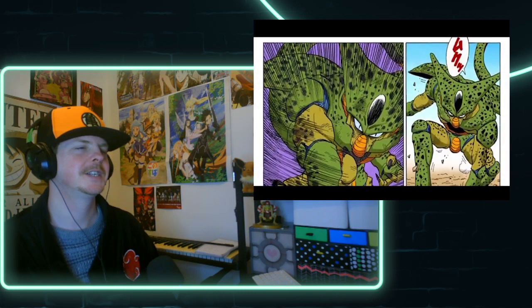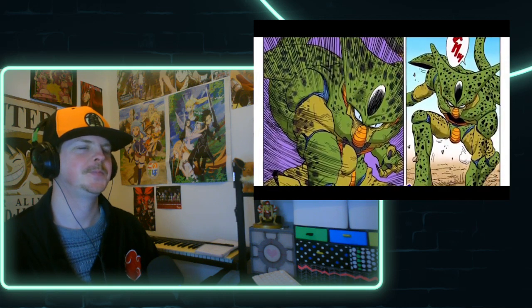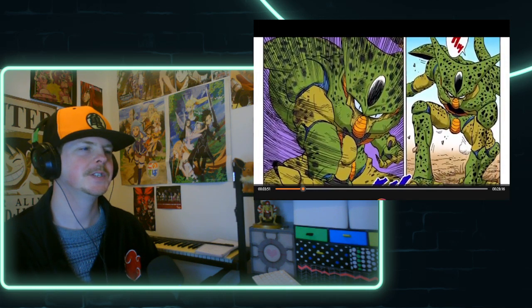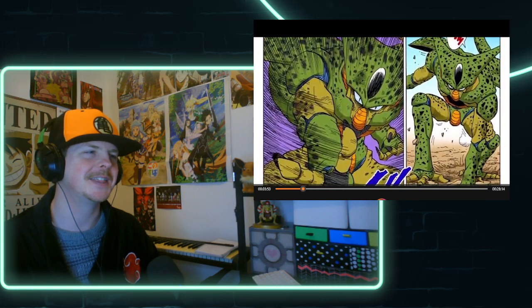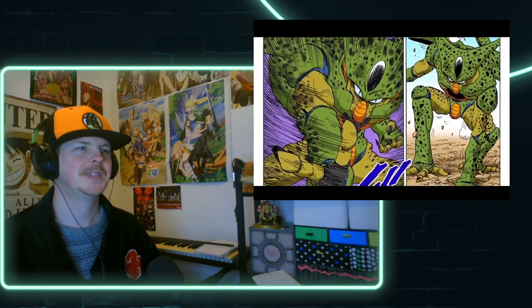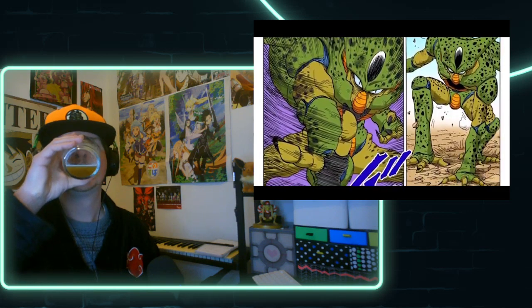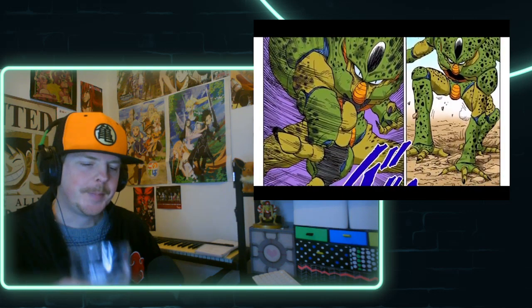Cool. Toriyama has mentioned that drawing Cell was difficult and tedious because of all the spots on his body. Yeah, he put all the spots on, didn't he? I remember this was a thing, yeah. But nonetheless, it makes him look unique and different from any of his predecessors.